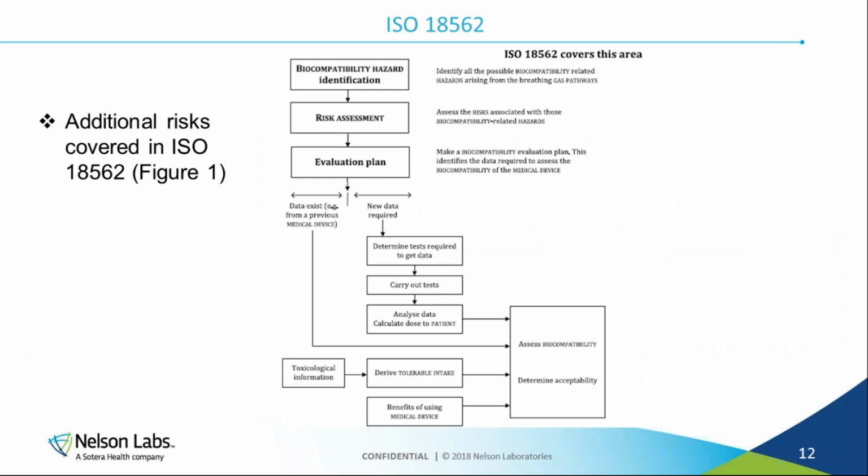So ISO 18562 also has a flow chart to help you understand what should be expected in your biological assessment of these breathing gas pathway devices. This is a bit vague as far as it's missing a few specifics, but it does give you the big picture perspective to help you to know that you are going to start with your risk assessment, which will help drive your evaluation plan. So you need to identify your testing. And then you go through and do phase 2, as we outlined here, and assess the biocompatibility.